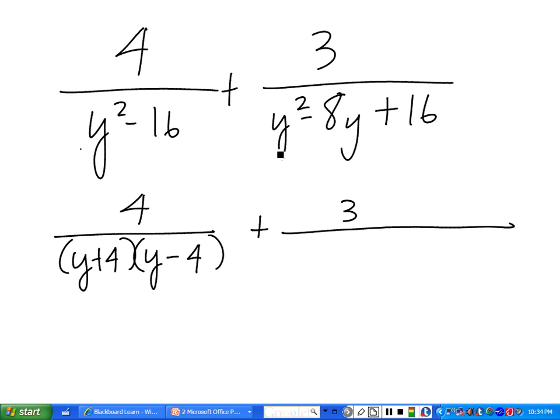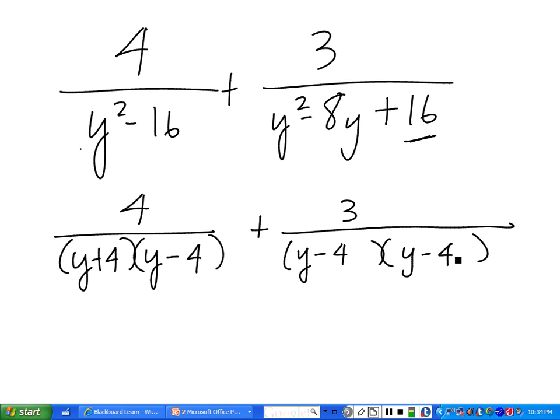To the right, we have a trinomial. We need to figure out factors of 16 that, when added together, give you negative 8. What are those factors? y minus 4, y minus 4.